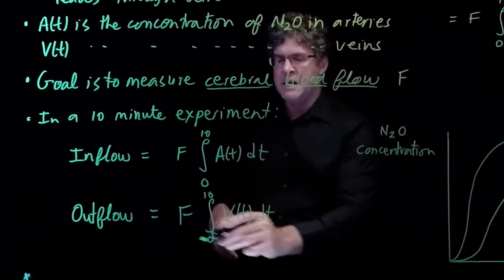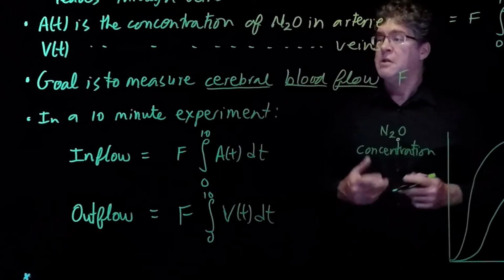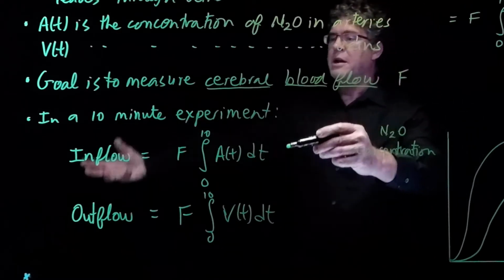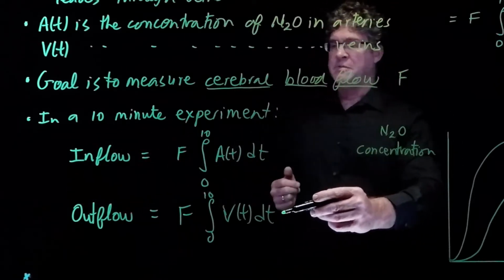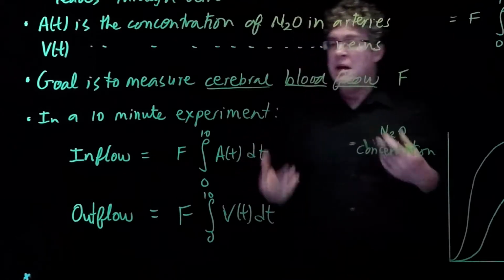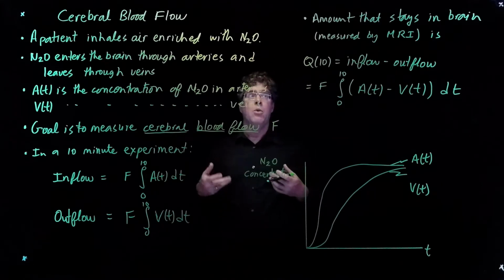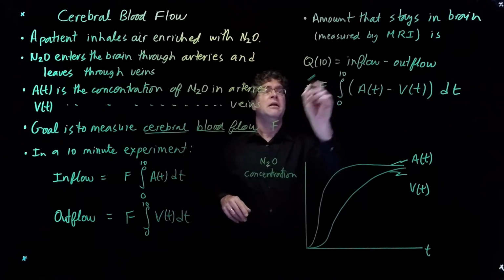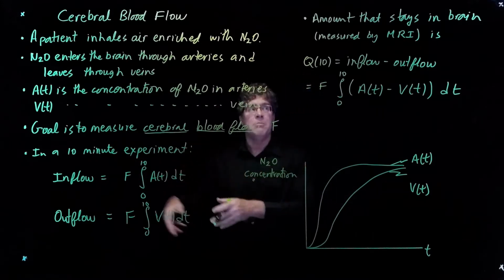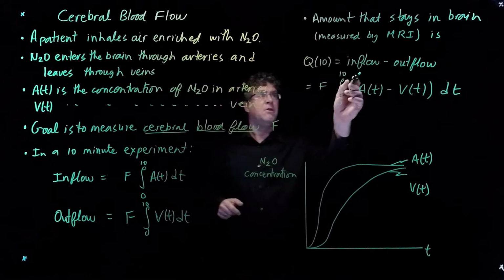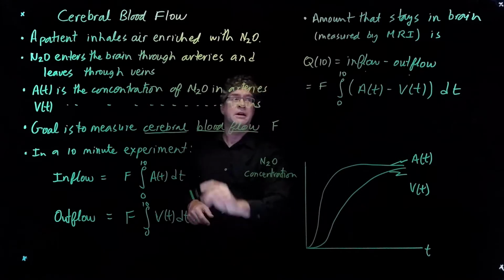But notice, of course, because F is a constant in each of these formulas, we've pulled the F out from under the integration sign. So this is the amount of nitrous oxide that goes into the brain over the 10-minute experiment. And this is the amount that leaves the brain over a 10-minute experiment. Well, if after 10 minutes we can measure the amount of nitrous oxide in the brain, we call that Q10, then the amount that's in the brain after 10 minutes is the amount that came in minus the amount that left. And so the inflow given here is right here, and the outflow given here is right here.